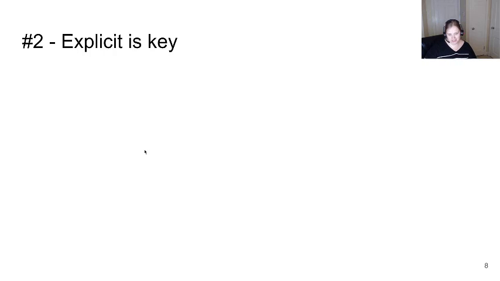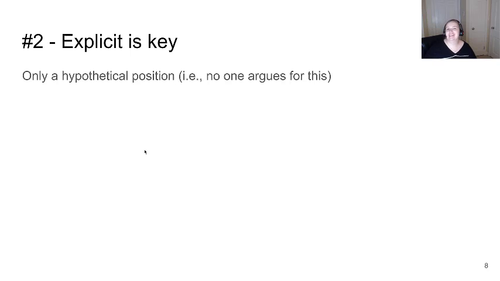This is a very short section because it is only hypothetical. No one would argue that explicit learning is what drives acquisition, right? Because of the reasons we said before, I can know a rule. I can study a rule and understand it consciously and have it have absolutely no bearing on my language use. This is what happens time and time and time again.